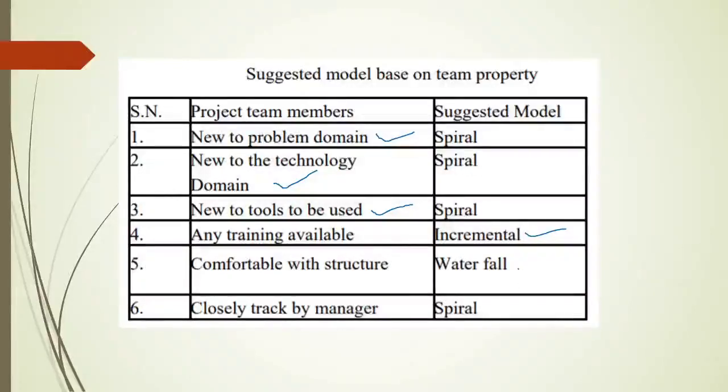Comfortable with structure, then go for the waterfall model. Closely tracked by manager, then go for the spiral model. So if you are new to the problem domain, the technology, or the tools to be used, which is very risky, these are all risks involved in the project. The spiral model is best for risk analysis, so you can go for the spiral model. And for others like training available, you can go for the incremental and waterfall models, and closely tracked by manager, you can go again for the spiral model. In the spiral model also you can track the process properly.